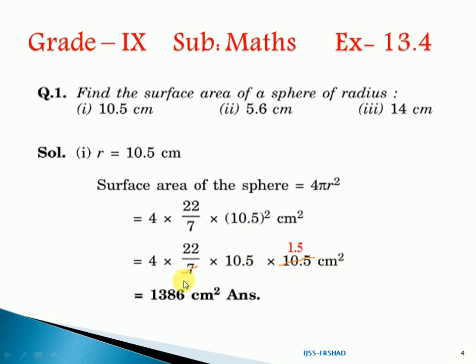Now you can cut 7 one time, and this 7 if you cut one time, 3 will be from here and 5 will come, so 35, 7 5 is 35. Now here you can see after one digit you can put the point, so it will be 1.5. Now you can multiply 4, 22, 10.5 and 1.5, then you will get the answer.